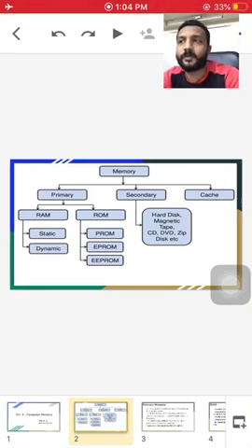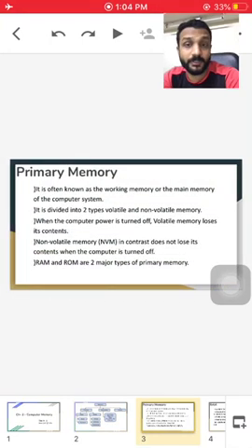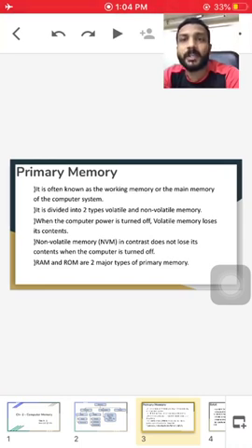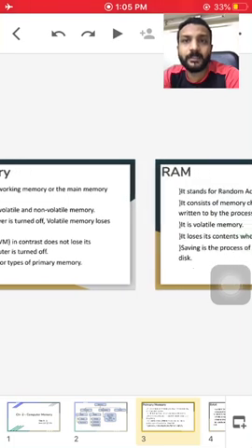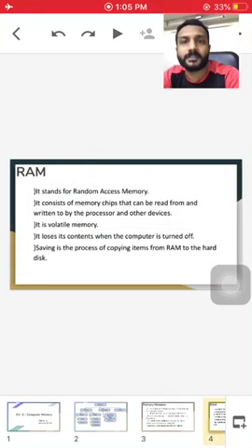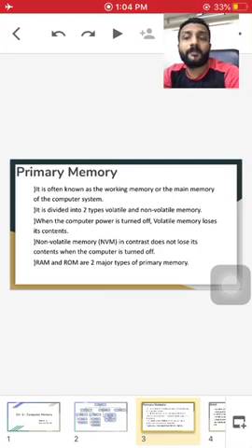So what is primary memory? It is often known as the working memory or the main memory of the computer system. It is divided into two parts: volatile memory and non-volatile memory. So what is volatile memory? When the computer power is turned off, volatile memory loses all the content. If you don't save whatever you are working on in the system, the content is lost. Non-volatile memory, on the other side, keeps its content on the system even if the power is off. RAM and ROM are the two major types of primary memory.